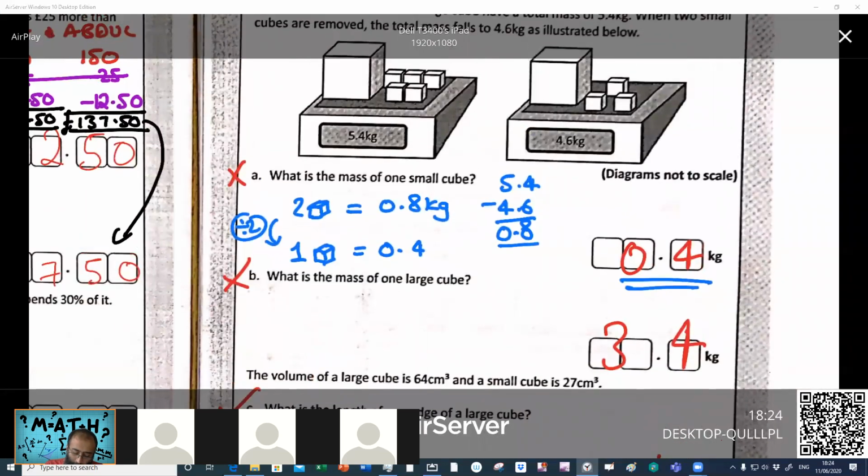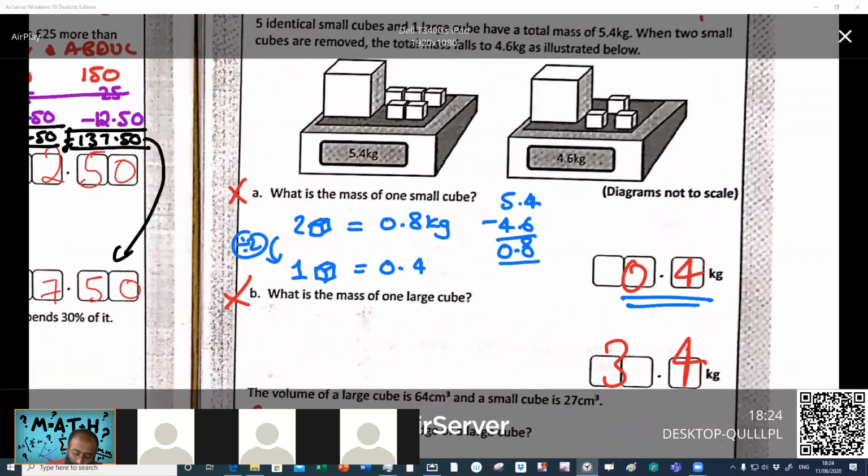Okay, what is the mass of one large cube? So now we know what the small ones are worth. So we got 4.6 kilograms for this one here.